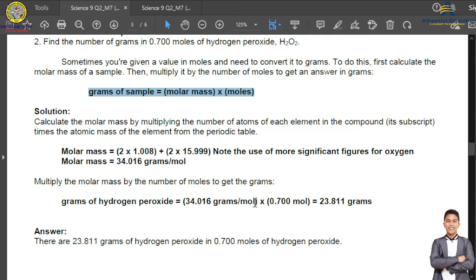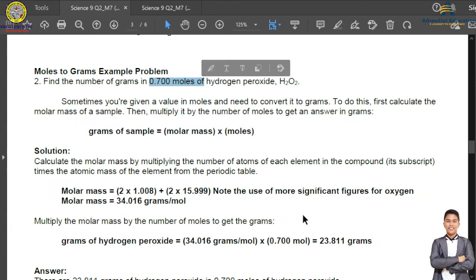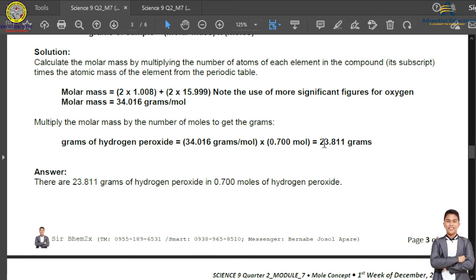this is the molar mass of H2O2, and then multiply by the number of moles. Then you have now 23.811 grams of hydrogen peroxide. So you have now your answer: there are 23.811 grams of hydrogen peroxide in 0.700 moles of hydrogen peroxide. I hope now that you can get it.